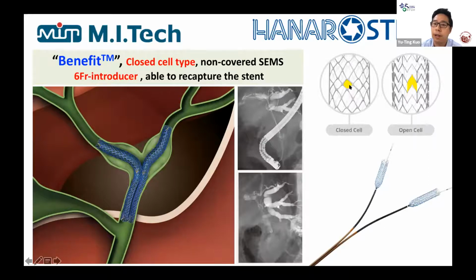It's a cross cell type, so if you withdraw while deploying the stent, you can also recapture the stent. But the Cook Zebra stent cannot, and it's very thin. So I think it's a like advantage.